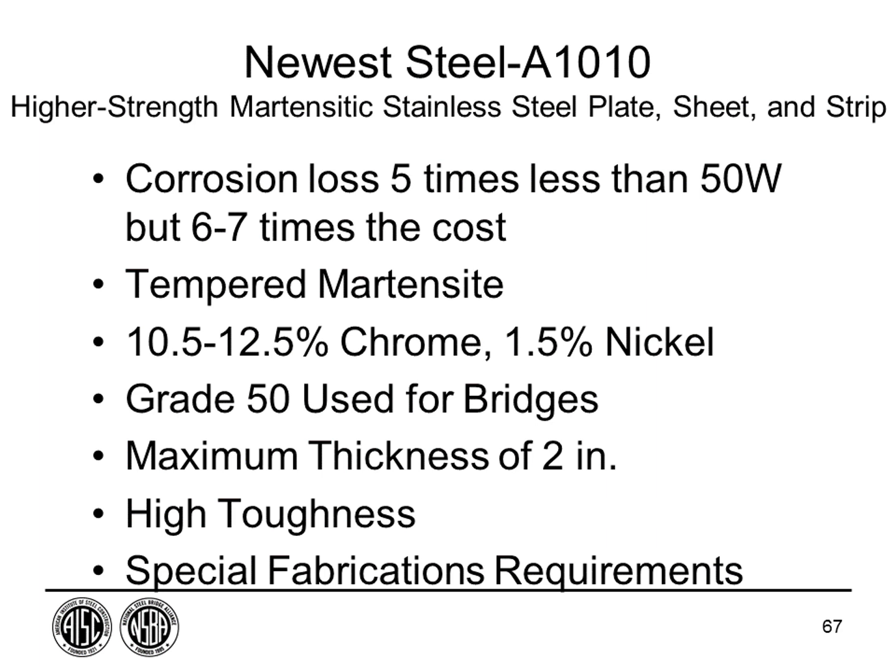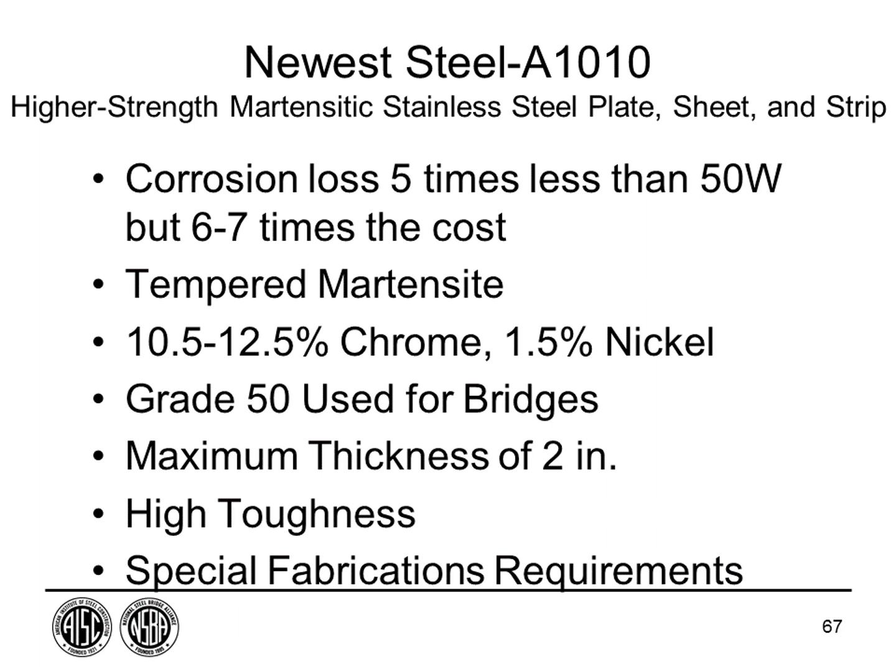So we have some new steels, okay? We have a new steel that's coming into the market. It's A1010. It's an expensive steel. It has some use where we have a highly corrosive area, where maybe your water is very close to the bottom flange of the girder, in a very hostile coastal area. It has corrosion loss about 5 times less than the grade 50W, but it costs a lot more. So it's not something you would generally specify all over.